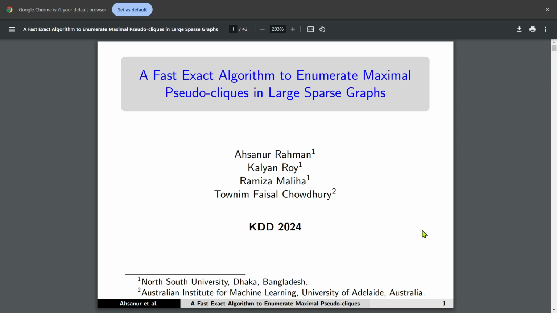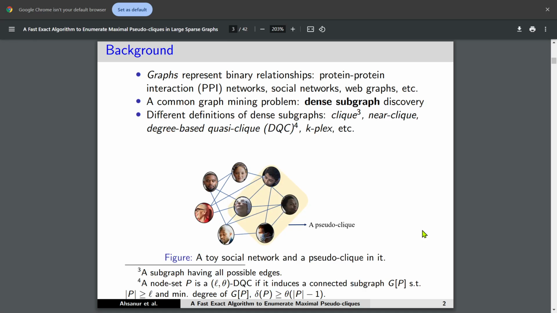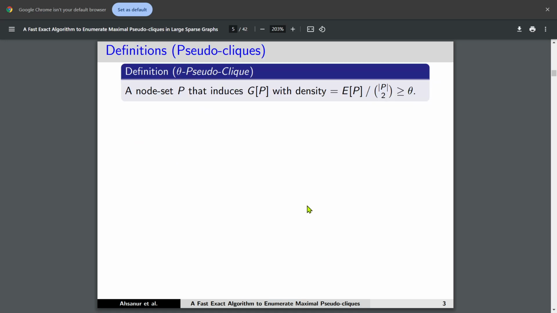Graphs are often used to model real-world networks such as PPI networks, social networks, and so on. A common problem in the graph mining field is to compute dense subgraphs, which are defined in different ways in the literature, such as cliques, near-cliques, degree-based quasi-cliques, etc. Here we focus on pseudo-cliques, which are subgraphs with almost all possible edges. For example, in this graph, these four nodes create a pseudo-clique, but this is an informal definition.